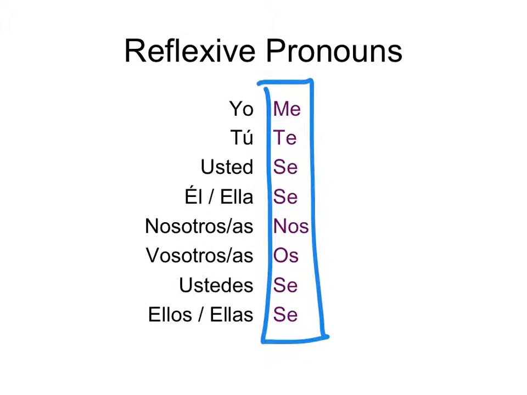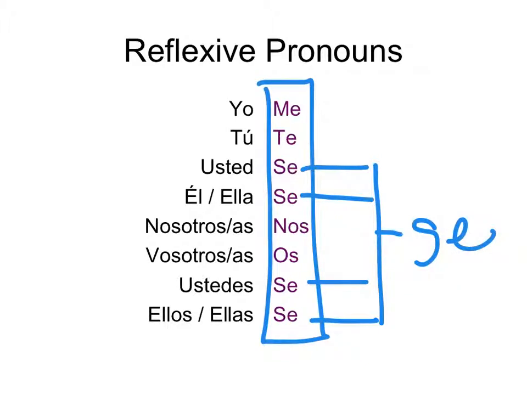So you can put these on your paper. If I'm doing the action to myself, me. If you're doing it to yourself, te. If they're doing it to themselves, or herself, or himself, se. So we have a 4 for 1 special here. Se is used over and over again.